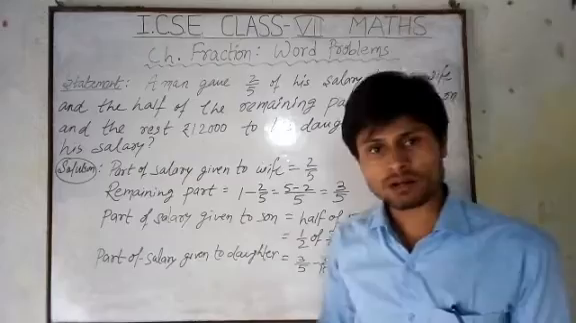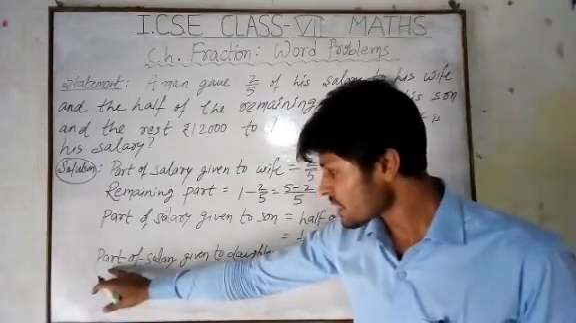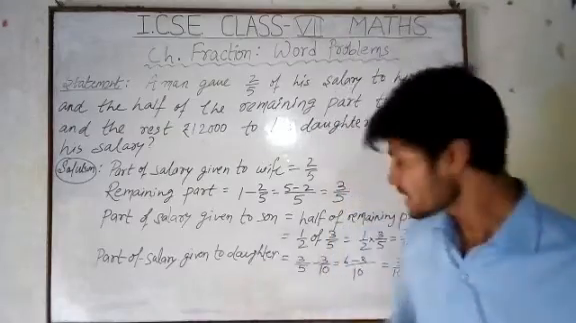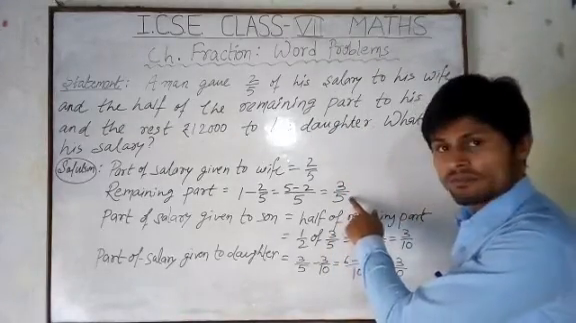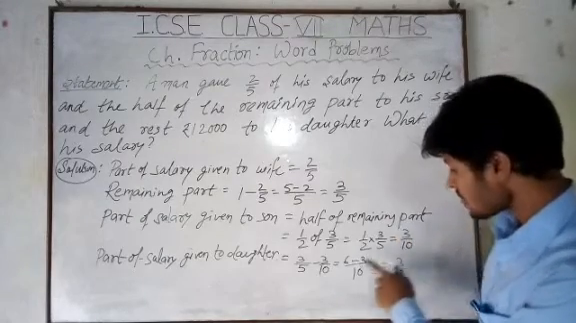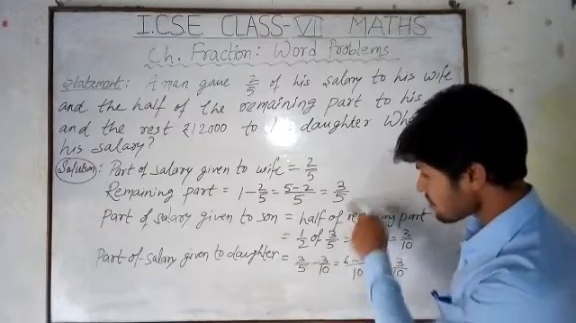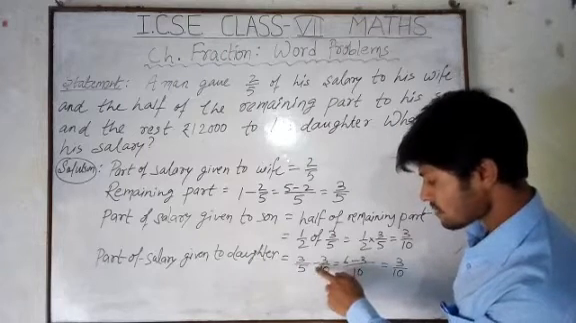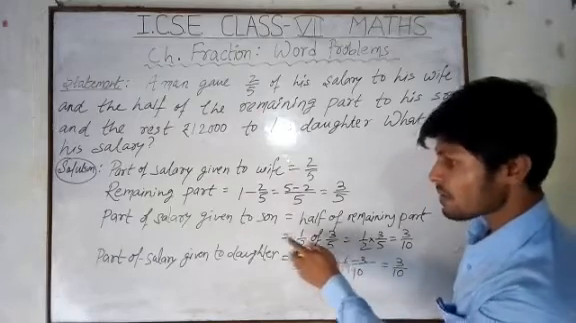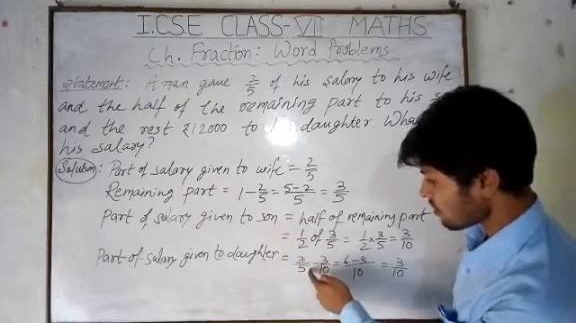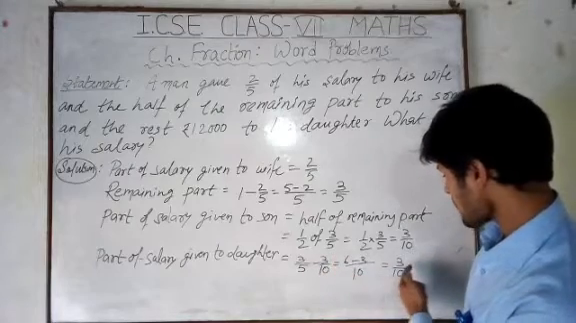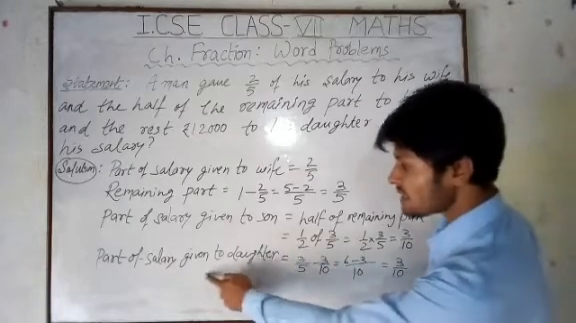So in order to find out the part of salary given to the daughter, here we have written: the remaining part is 3 by 5, and the son got 3 by 10 part. So the 3 by 10 that the son got is subtracted from the remaining part, 3 by 5. So 3 by 5 minus 3 by 10 gives the part that is given to the daughter.